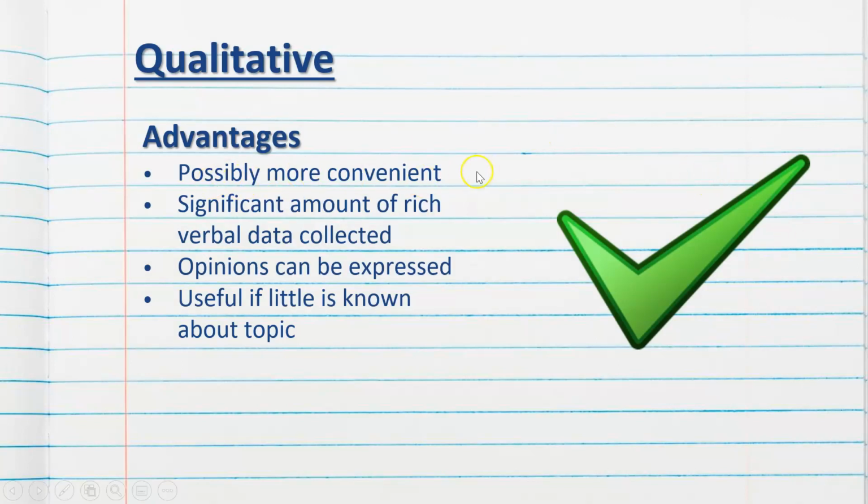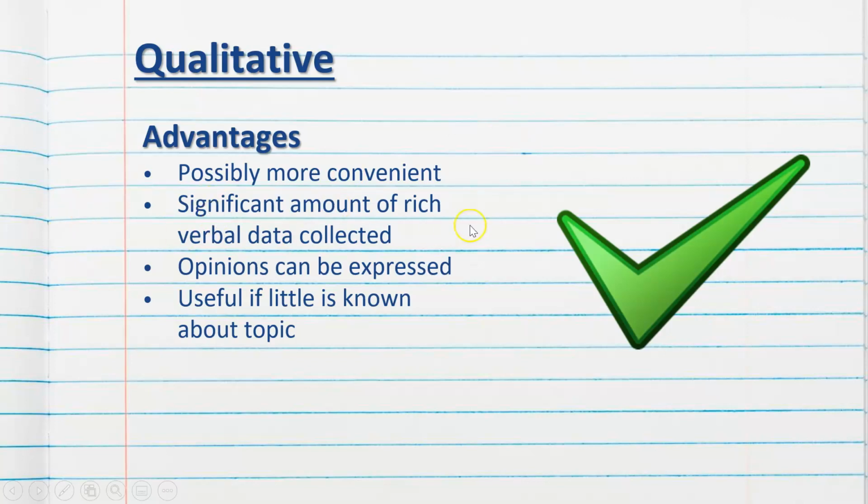It can be possibly more convenient. Setting up a focus group is fairly straightforward. All we need is some chairs and people sit in a circle. We have a facilitator and a scribe, and away we go. It's very, very easy to set up, in other words. Also, sending out a survey is relatively straightforward, and it's convenient, and it's often a quicker process than developing an experimental design or observational design, which can be quite time-consuming.